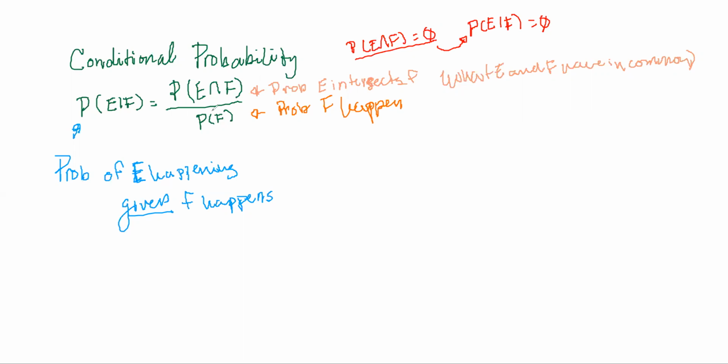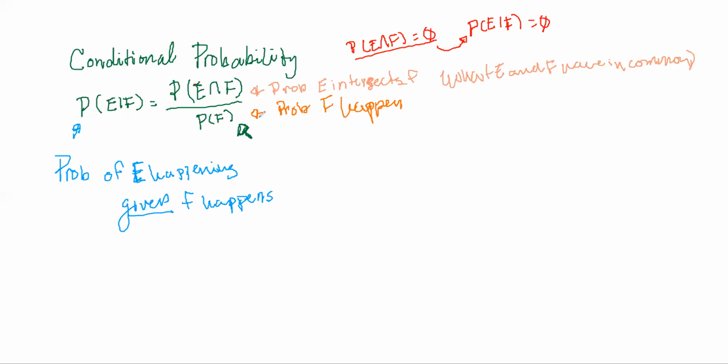So we're looking for the times that E and F intersect, but also we need to include the chances that F does happen. Because if there are very low chances of F happening, then there's less of a chance of hitting one of those intersection points. So that's what this equation means, the different pieces of it. This is very useful in terms of solving problems.